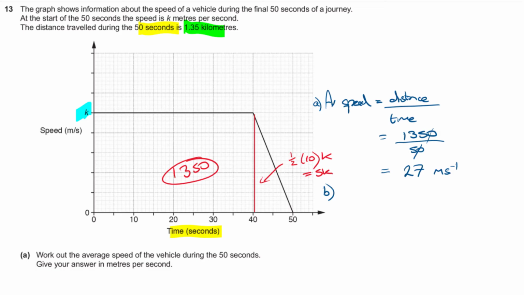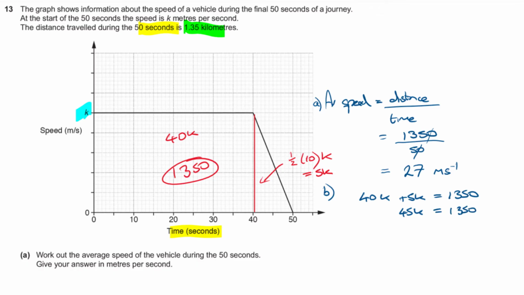And the rectangular part is just base times height, or length times width. So the base there is 40 and the height is k. So this is going to be 40k. Okay? So altogether, then our total area is going to be my 40k plus my 5k. And that is equal to 1,350 meters. Okay, so 40k plus 5k, that's 45k.